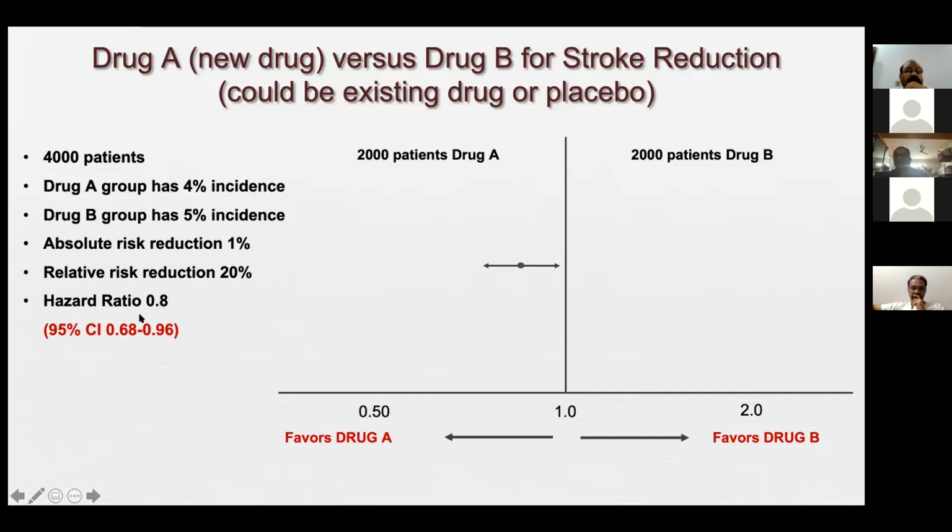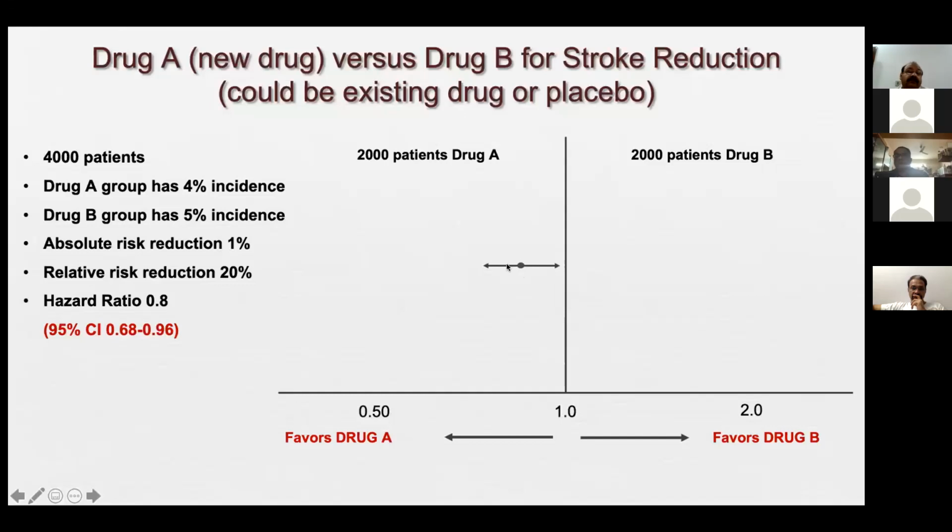And there will be a confidence interval. So if you see, this is 0.8, and there will be a confidence interval. Say in this case, it is 0.68 to 0.96. I have drawn these slides myself, so it may not be 0.96 exactly, but it's on this side of the line, on the left side of the line.